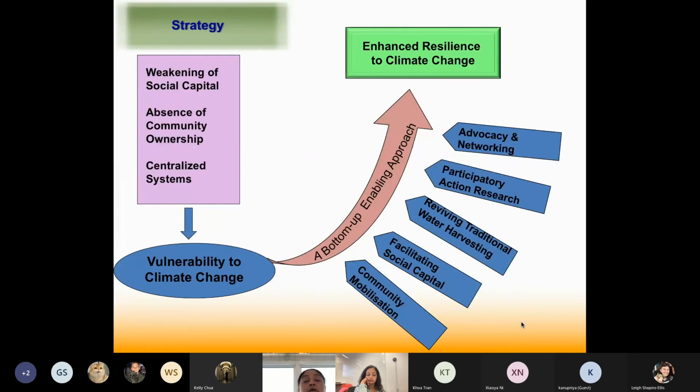So, what do we do now? What is our strategy? On the one hand, there is a weakening of social capital. People are not working together as they used to. There's an absence of community ownership. A community structure is nobody's structure. And there is a centralized system, a dependence on the government bringing in water. All of this has resulted in vulnerability to climate change. So, how do we work? We work with the community. Our approach is a bottom up enabling approach. We sit down with the community and plan with the community, what do they want. So, basically, we focus on community mobilization.